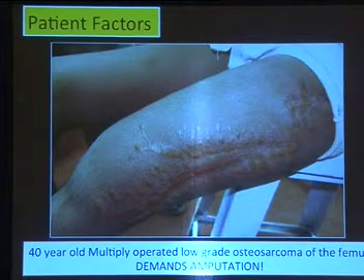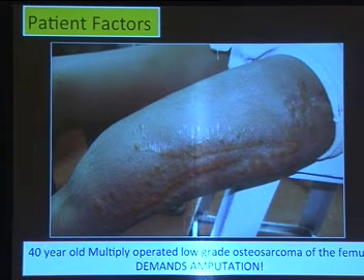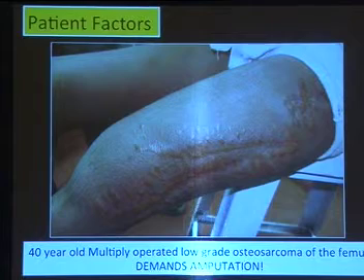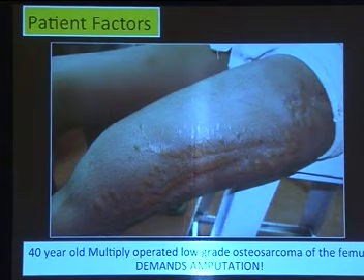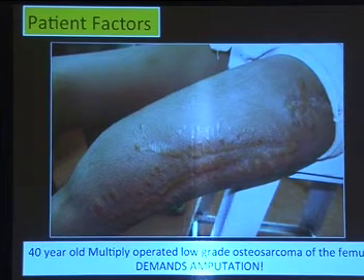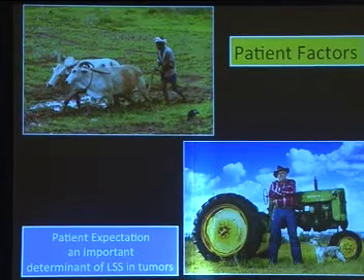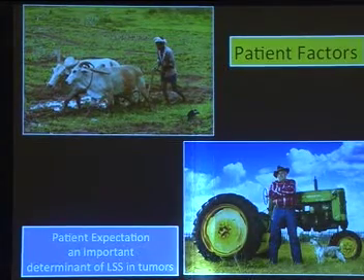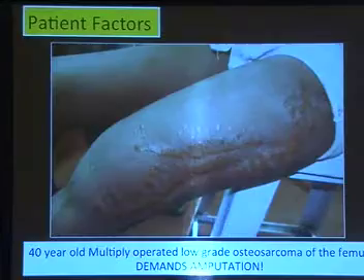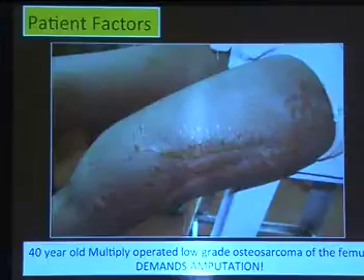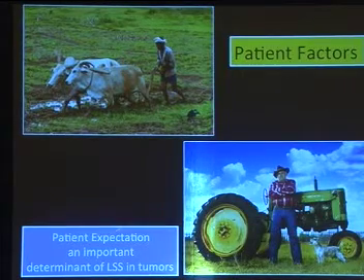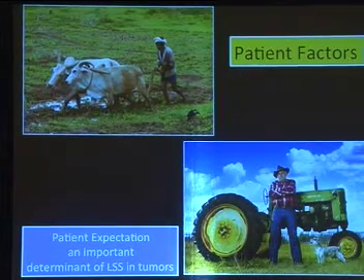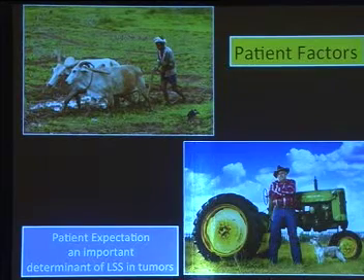Another patient, a 40-year-old multiply operated patient of a low-grade osteosarcoma of the femur, all he wants is an amputation. In his lifespan, he has undergone at least 12 different surgeries. So now what he requires is an amputation. That's patient demand. And of course, another most important factor in patient is the local need. So this farmer is different from this farmer. Patient expectation is therefore a very important determinant of limb salvage surgery in bone tumors.